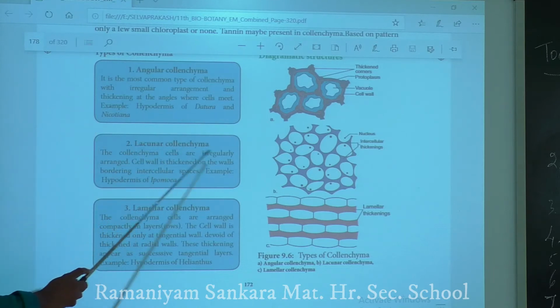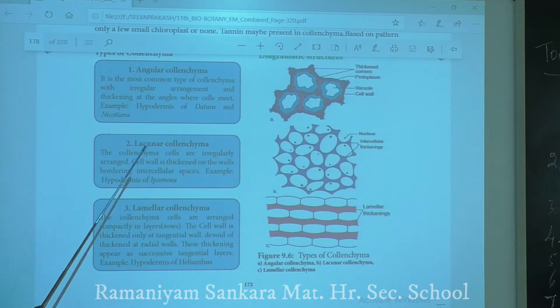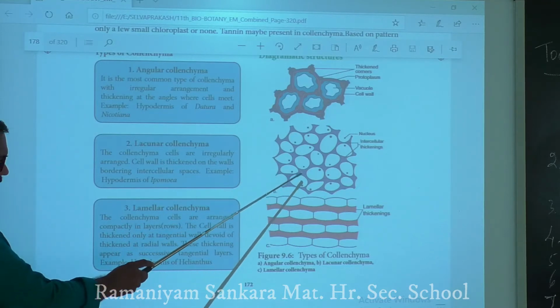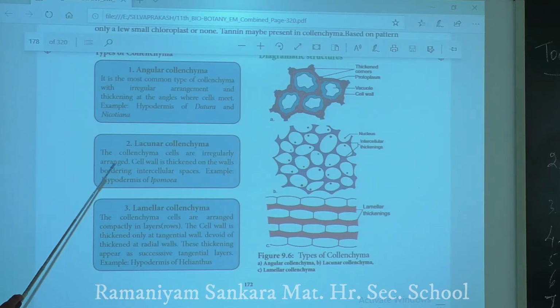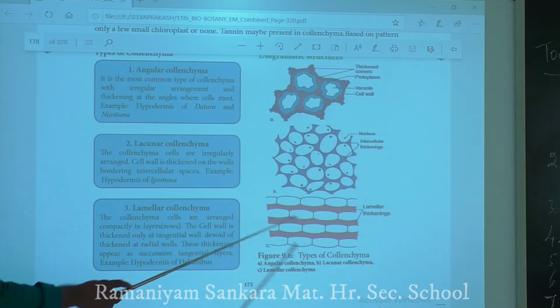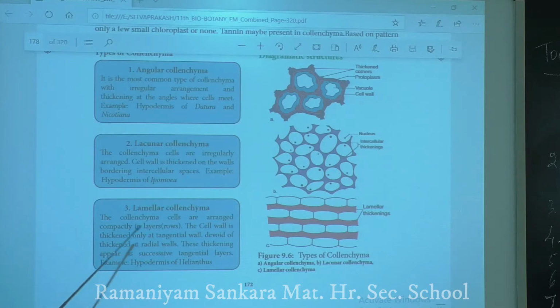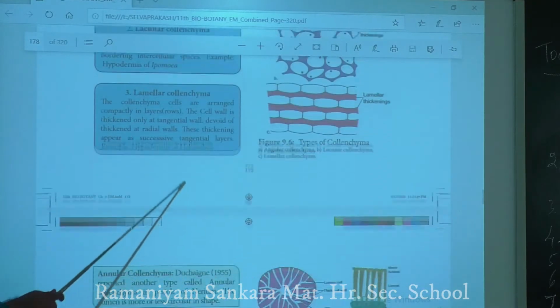Next one, lacunar collenchyma. The collenchyma cells are irregularly arranged. The cell walls are thickened, bordering the intercellular space. Example, hypodermis of Ipomoea. Next, laminar collenchyma. Collenchyma cells are arranged compactly in layers or rows. The cell wall is thickened only in tangential walls, devoid of thickened radial walls. This thickening appears as successive tangential layers. Example, hypodermis of Helianthus.